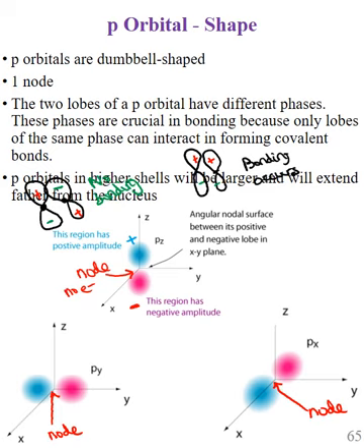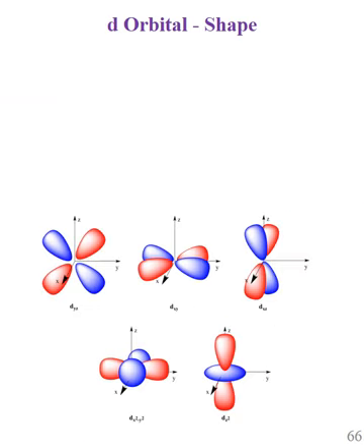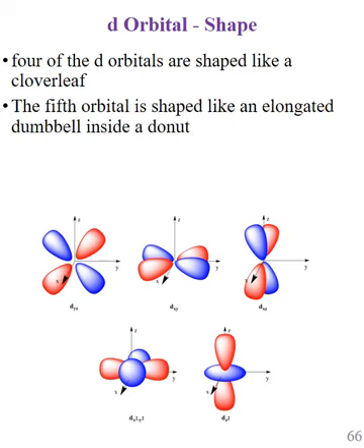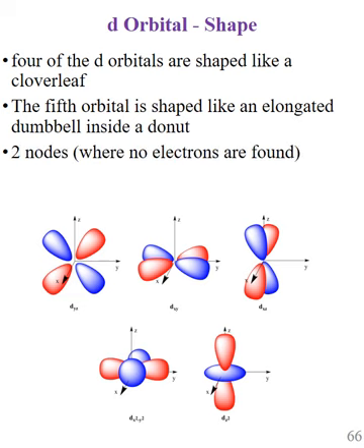Now p orbitals in higher shells will be larger and will extend farther from the nucleus, just like the s orbital. The d orbital. Four of the d orbitals are shaped like a clover leaf, and the fifth orbital is shaped like an elongated dumbbell inside a donut. So the fifth one is just kind of an odd one. There are a total of 2 nodes, and remember, the nodes are where electrons cannot be found. Where would the nodes be located?